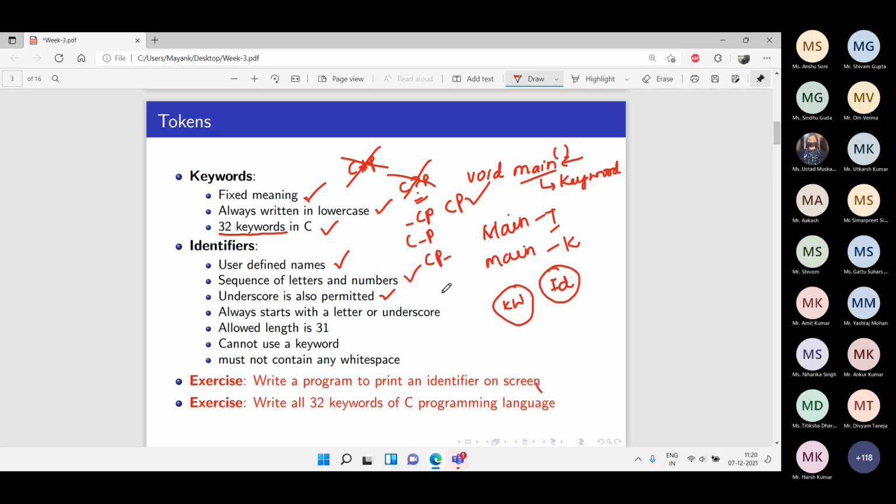Okay, and it always starts with a letter or underscore. Okay, so there is another exception. If you write CP1, this is a valid identifier. But if you write 1CP, this will not be allowed.